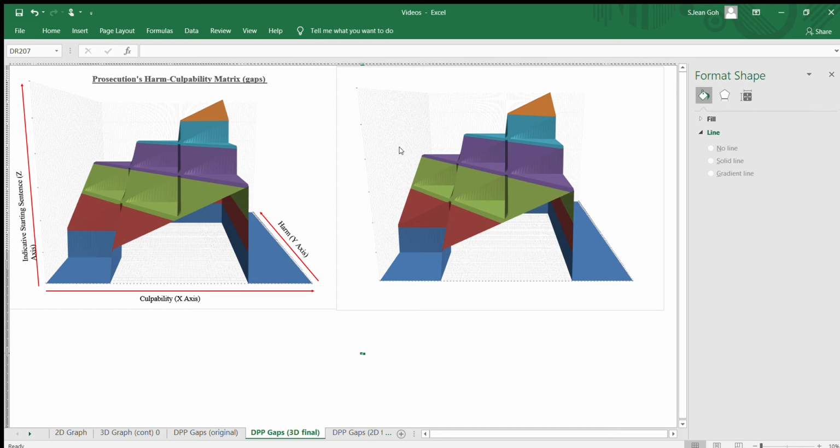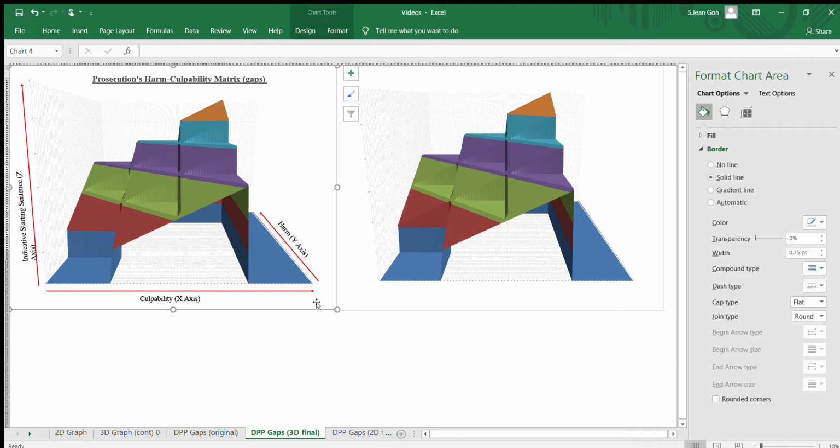This is a 3D model for the prosecution's harm-culpability matrix. This video is for visualization purposes only. There are two diagrams on the screen. The left diagram is the one that is seen in the judgment. The right diagram is the same, except that the arrows and axes labels have been removed.